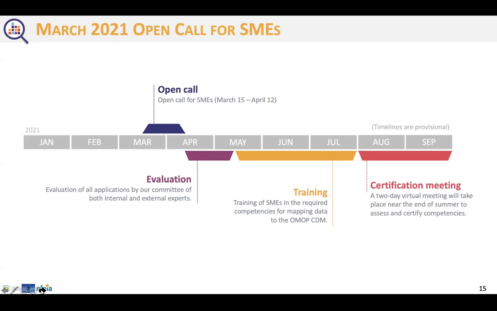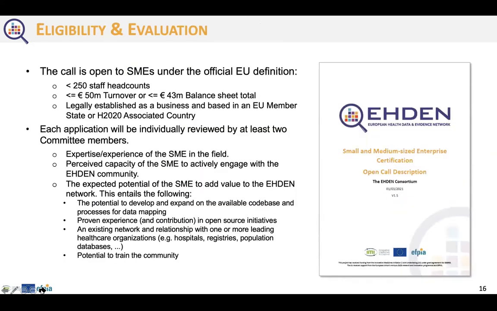Now, zooming in on the SME call. The submission period, or the application period, is March 15th till April 12th. Then we review the submissions with an expert committee between April and mid-May. The prioritized SMEs will subsequently be invited for training, which will cover the period mid-May till probably end of July. And then the period August-September will be reserved for a set of certification meetings.